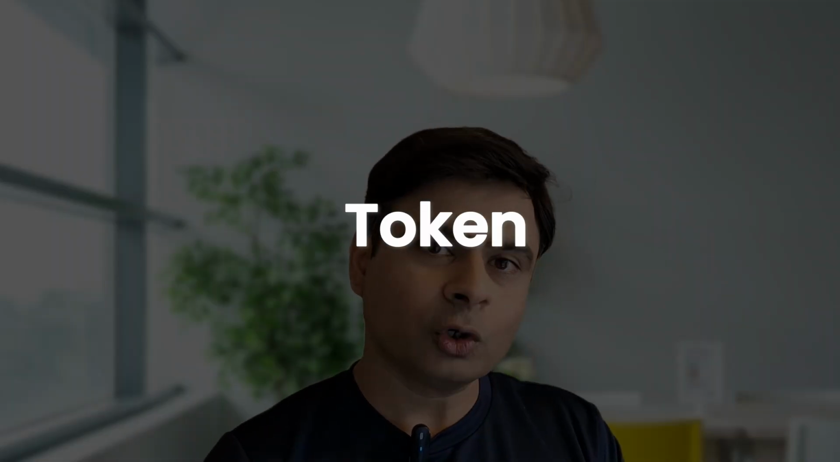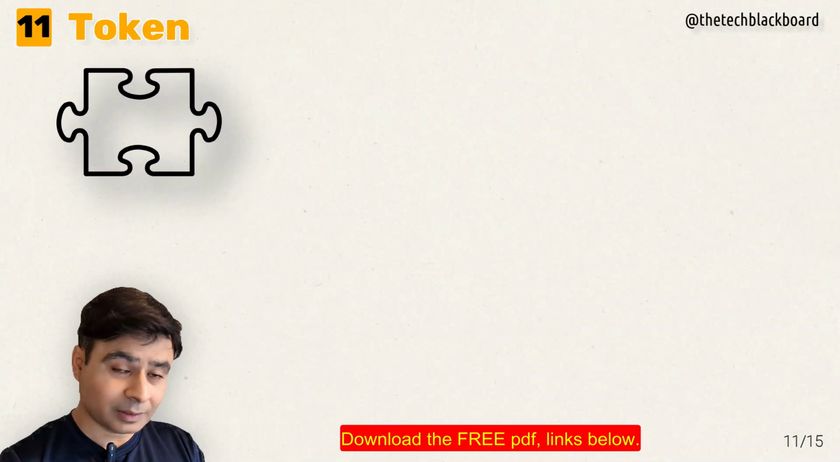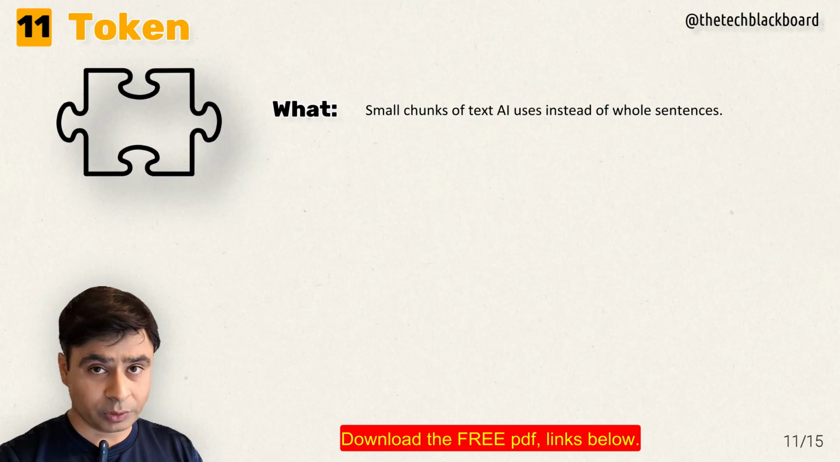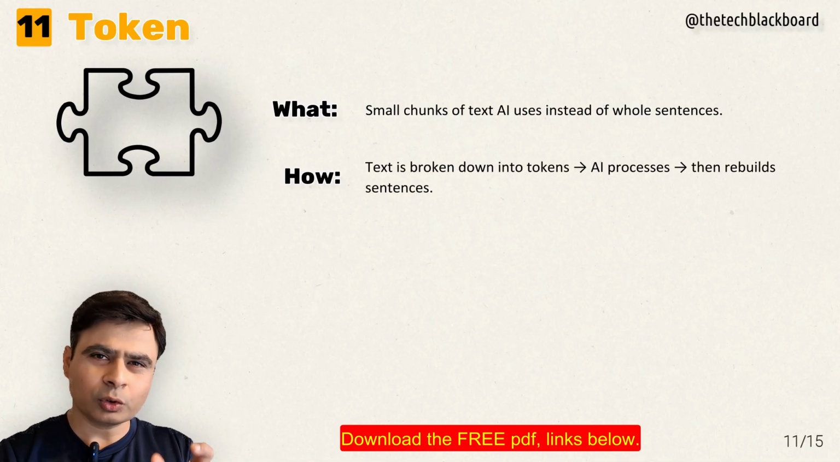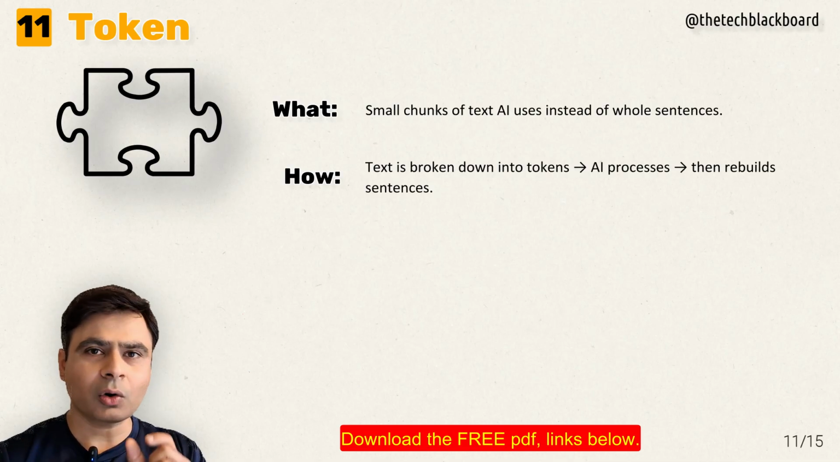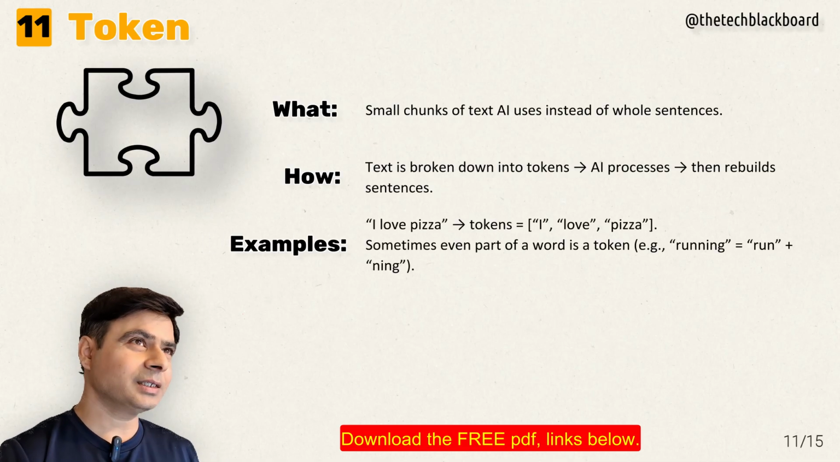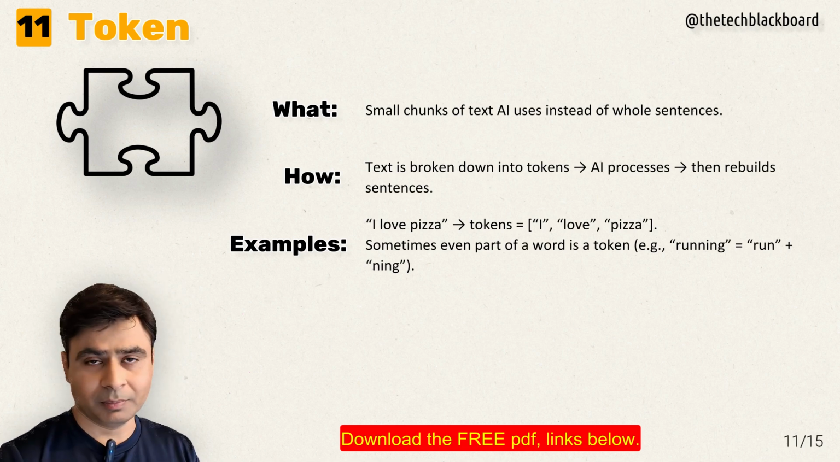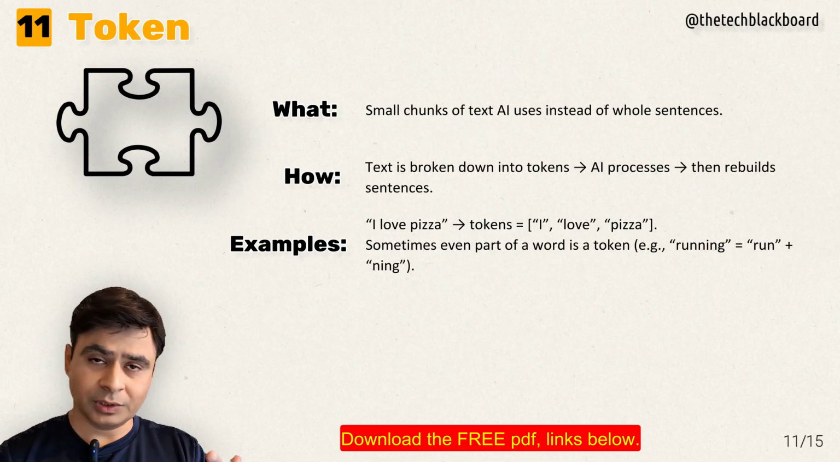Now let's talk about a term which probably you don't hear every day, but it's very important to understand, and that is tokens. In simple words, a token is a small chunk of text that the AI uses instead of whole sentences. So everything in AI is getting broken into small chunks, and these chunks are called tokens. What can be the example of the same? Let's say I say I love pizza. The AI will break down this I love pizza. So these are three tokens.